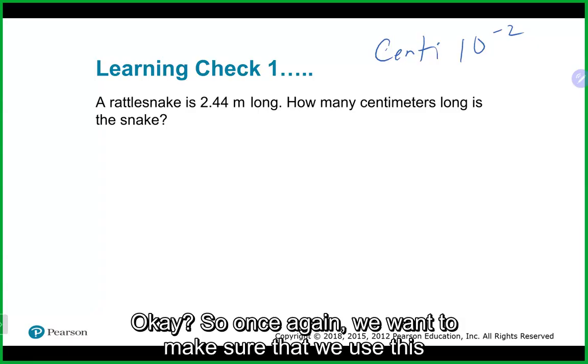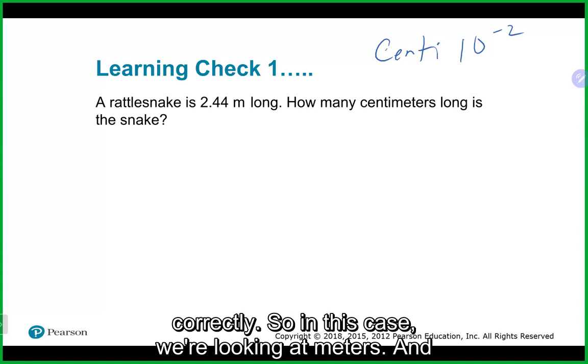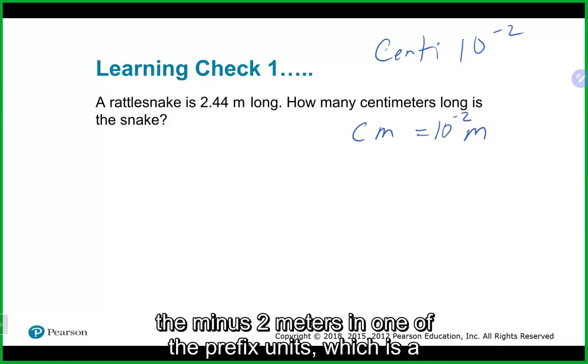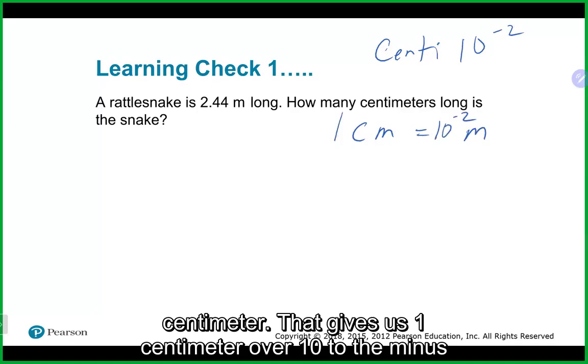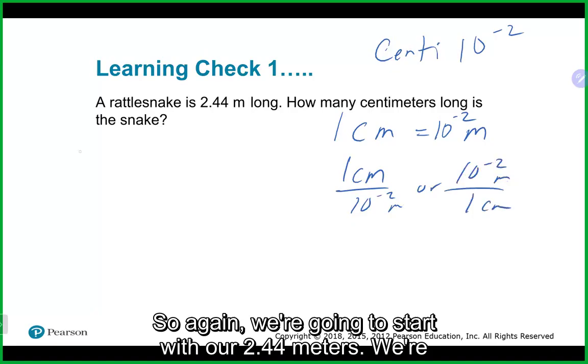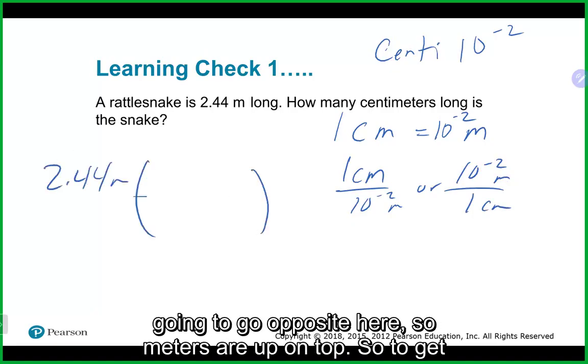Okay, so once again, we want to make sure that we use this correctly. In this case, we're looking at meters, and meters is our base unit. So once again, that means there's 10 to the minus 2 meters in one of the prefix units, which is a centimeter. That gives us 1 centimeter over 10 to the minus 2 meters, or 10 to the minus 2 meters over 1 centimeter. So again, we're going to start with our 2.44 meters. We're going to go opposite here, so meters are up on top.